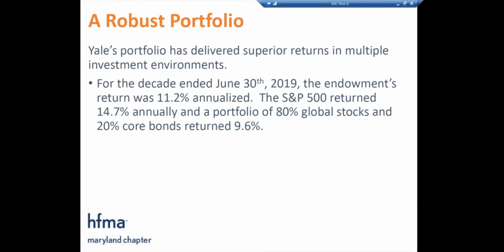And if we look at just a global 80-20, 80% global stocks, 20% core bonds, the return was 9.6%. Over that period, Yale's endowment returned 11.2%. So it did not keep up with U.S. equities over that period. Still had, by any account, a very good return for over a decade in terms of compounding and compared to many different balanced portfolios.